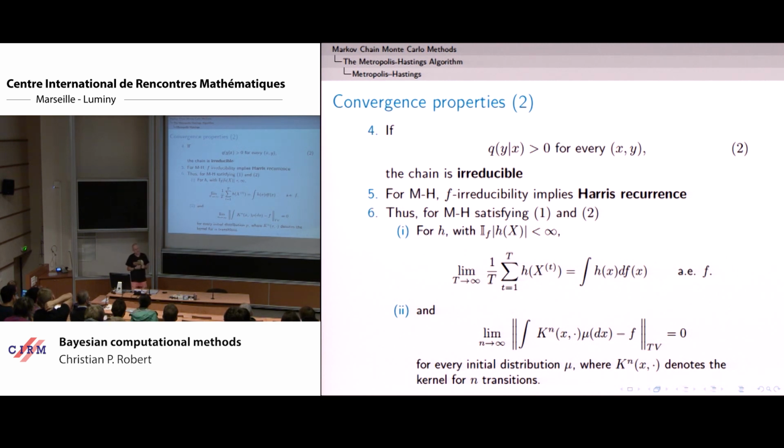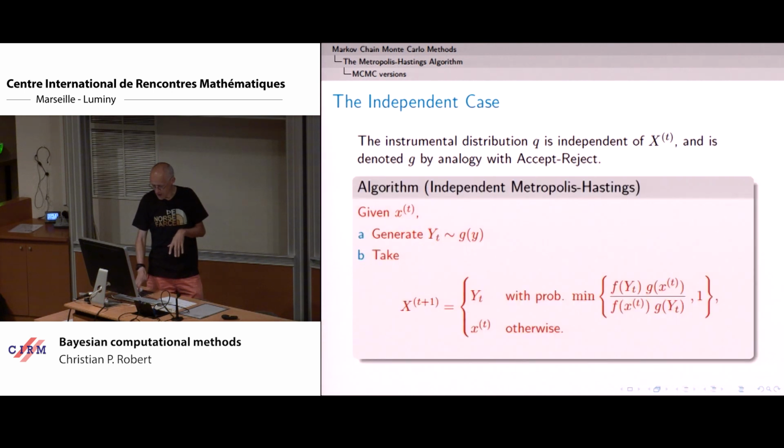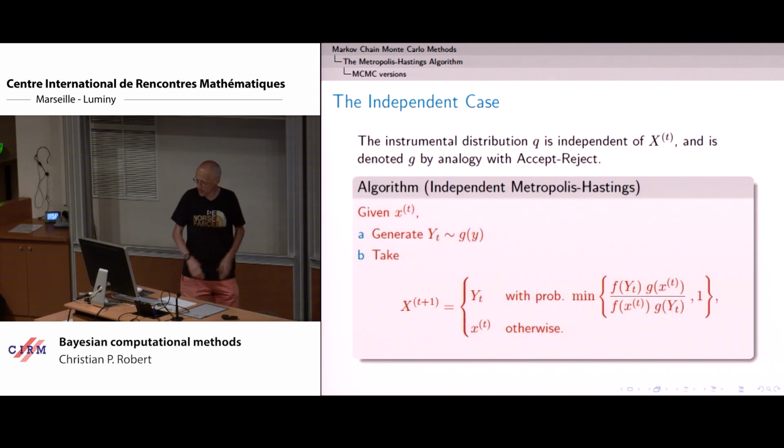Well, in most cases you will get a central limit theorem, depending on the function h you try to integrate, and then the difference would be in the asymptotic variance of the central limit theorem, that will compare mostly unfavorably to IID sampling, but essentially you have the same speeds, which is a comfort. So let's look at some versions of the Metropolis algorithm.